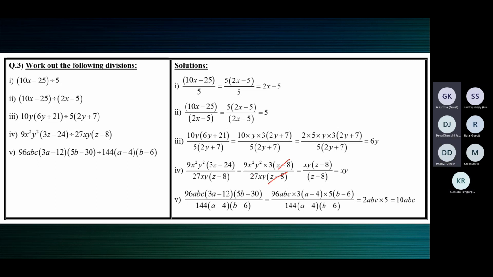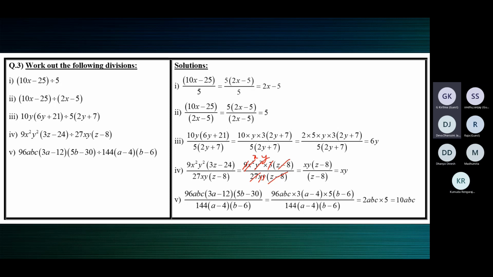And between x square y square divided by xy, 1 x and 1 y will get cancelled, ma'am. One more thing, 9 3s are 27 and 27 will get cancelled. Yes, ma'am. Then, using the formula a power m by a power n equals a power m minus n, this is x power 1 and y power 1, ma'am. Correct. So the answer is xy.